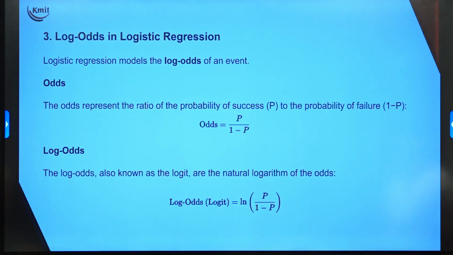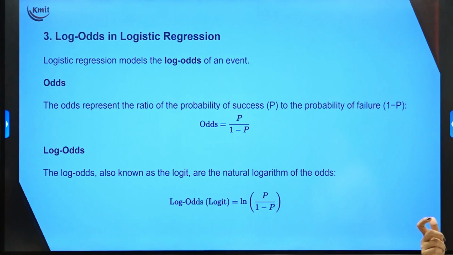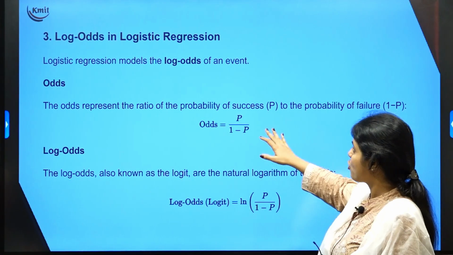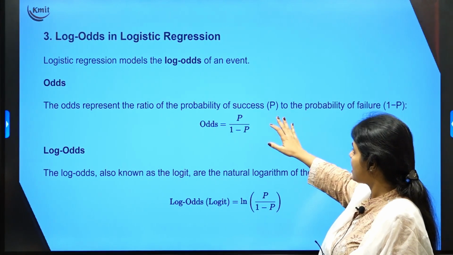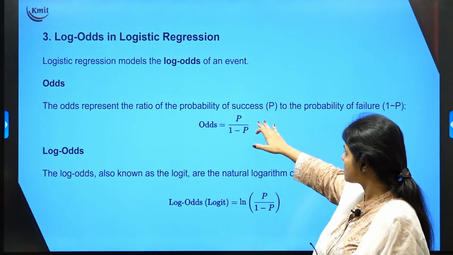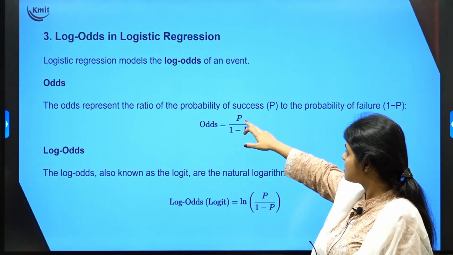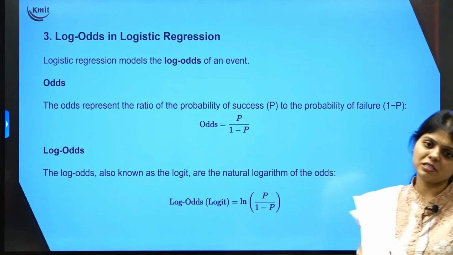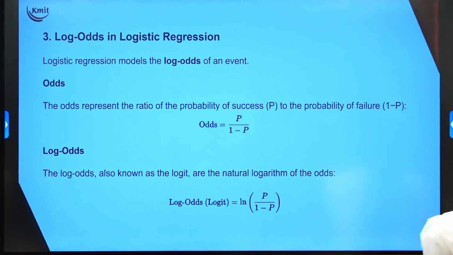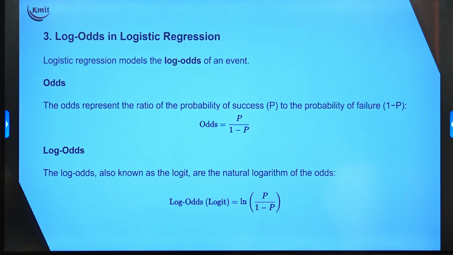Now, the actual logistic regression model is developed based on the log odds of an event. So let's see what odds are and then what log odds are. Odds represent the ratio of the probability of success to the probability of failure, where success is represented by p and failure is represented by 1 minus p. This is called odds. Odds is nothing but the ratio of the probability of success, that is p, to the probability of failure, which is 1 minus p.